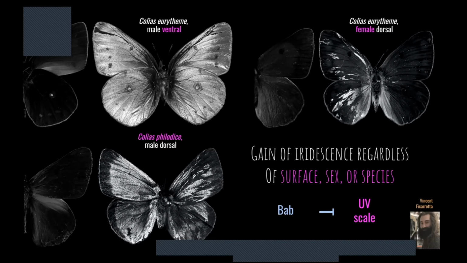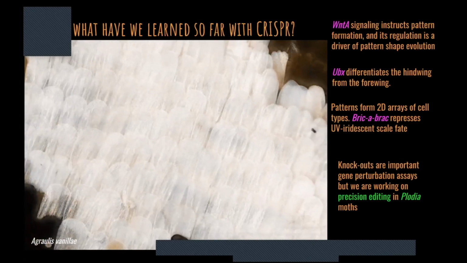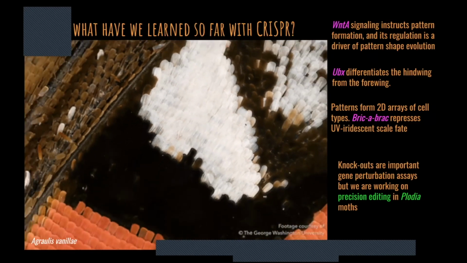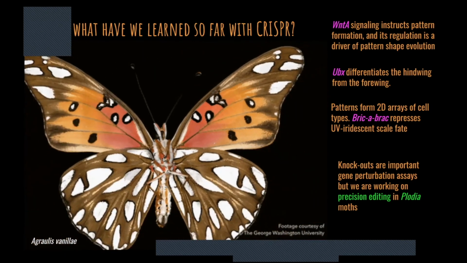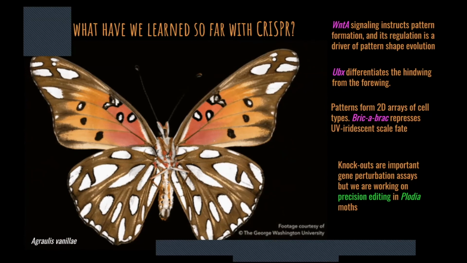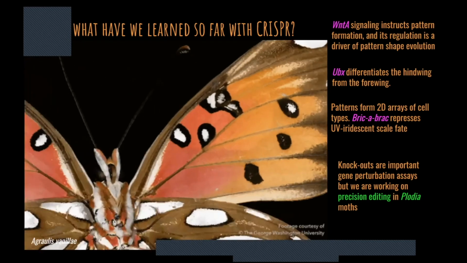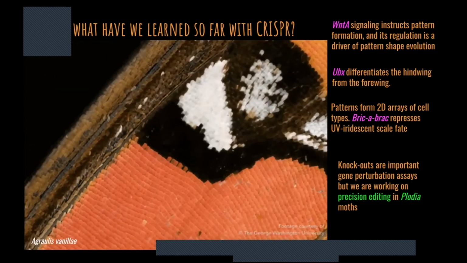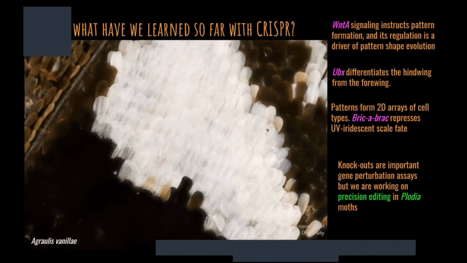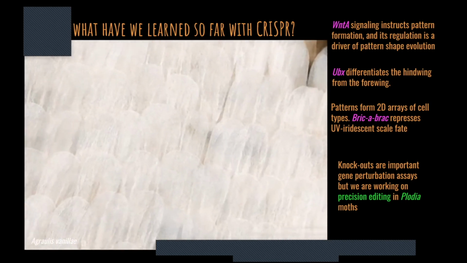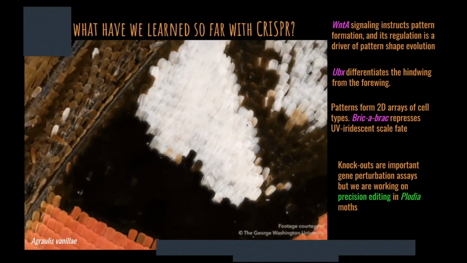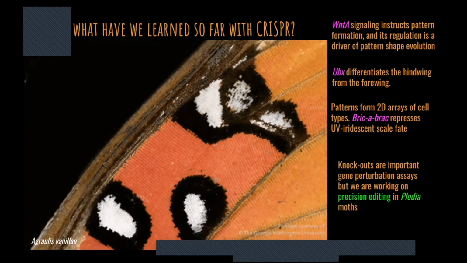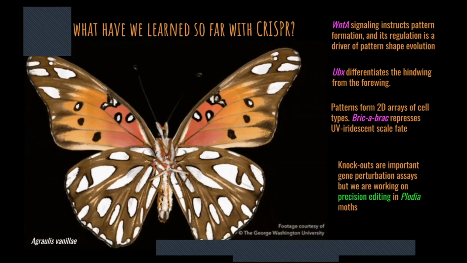So what have we learned so far with CRISPR in butterflies? I showed you quickly that Wnt signaling is important and instructive for pattern formation, the formation of shapes like dots, spots, stripes. UBX is important for differentiating the hind wing from the forewings, which is very common in butterflies. And we have bric-a-brac in a specific lineage of butterflies that underlies structural colors. And also knockouts or important gene perturbation assays. We're trying to make it actual genome editing with precision editing in the moth, the male moth Plodia.